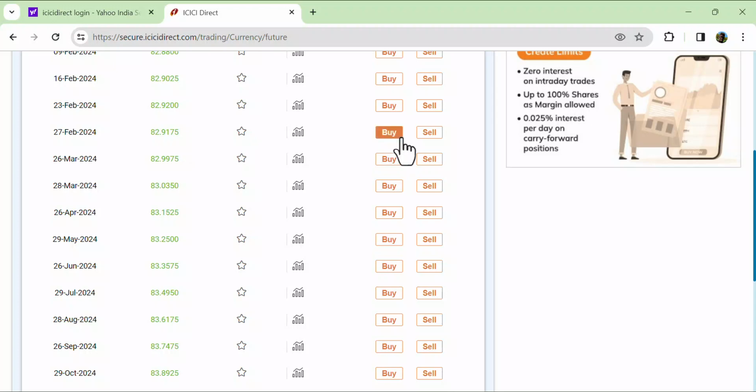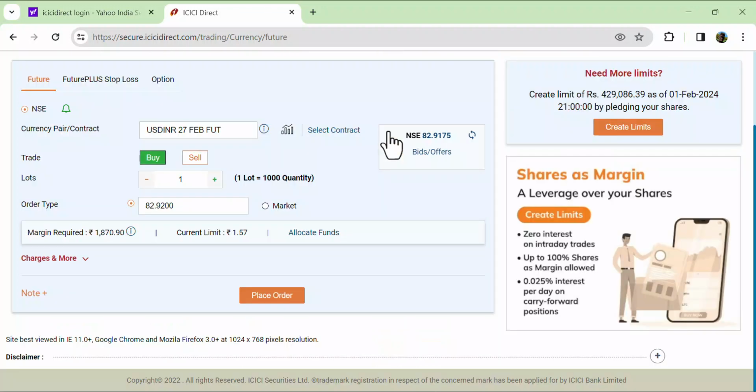Now I can either buy or sell dollars. I say I want to buy dollars on 27, so I'll press this buy. This window will pop up, and this will be the contract name. When I enter into a contract, a contract name will be given. It will be USD INR expiring on 27th February futures. This is the nomenclature of the contract. Then I have pressed buy, and this is the price which is prevailing now. It will be given here. This is the last traded price of the dollar.